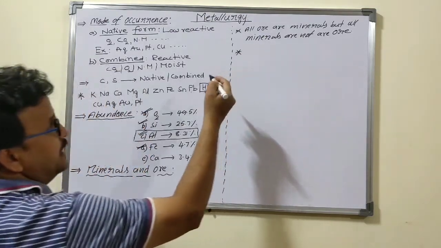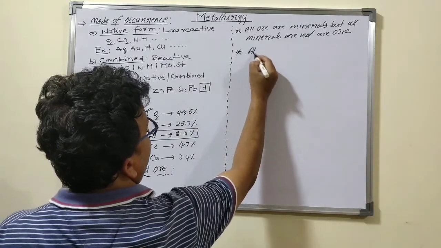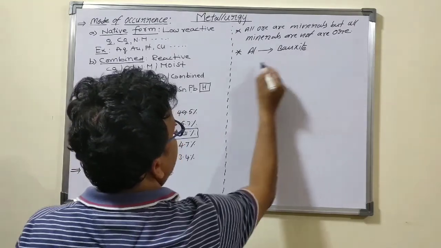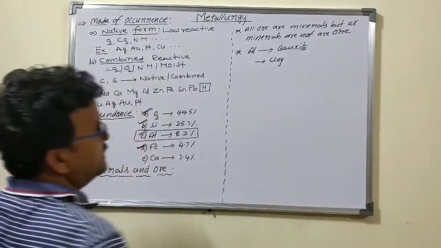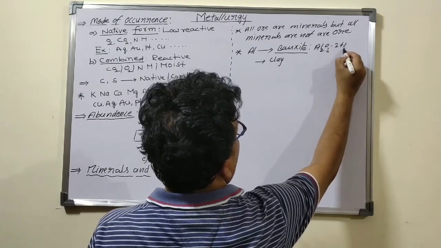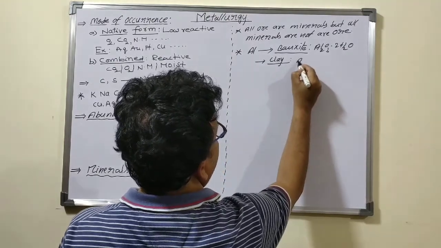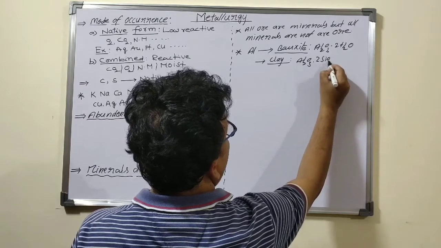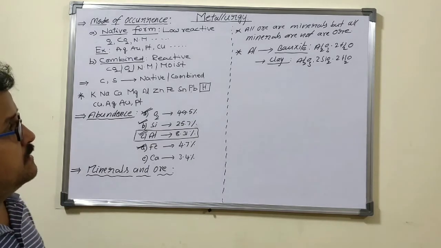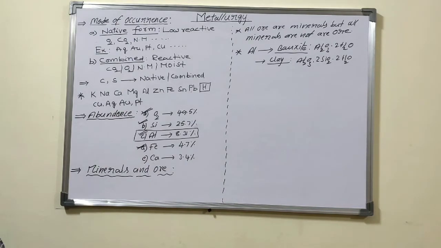Generally, elements occur in different forms. For example, aluminium exists in the form of bauxite as well as clay. The formula for bauxite is Al2O3·2H2O, and the formula for clay is Al2O3·2SiO2·2H2O. Both are forms of aluminium only, one is bauxite and one is clay. Bauxite has water and oxygen, and clay has silicon dioxide, hydrogen and oxygen.